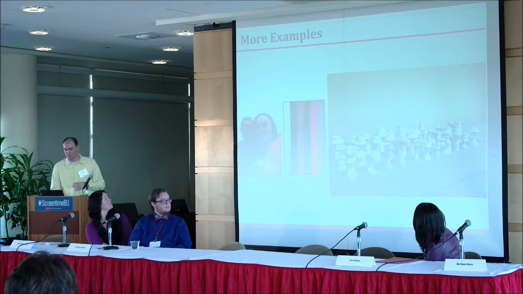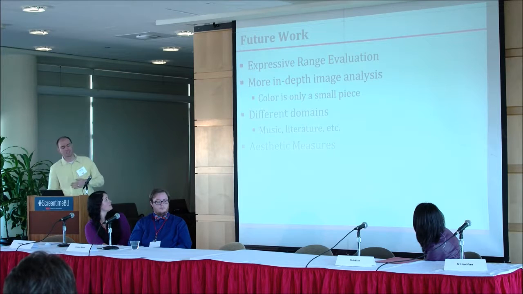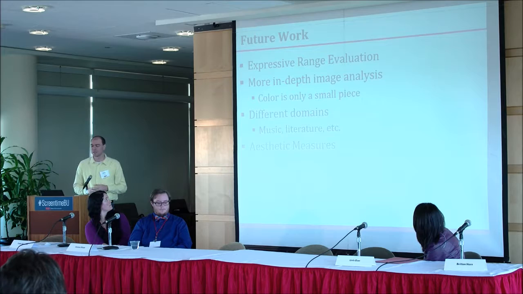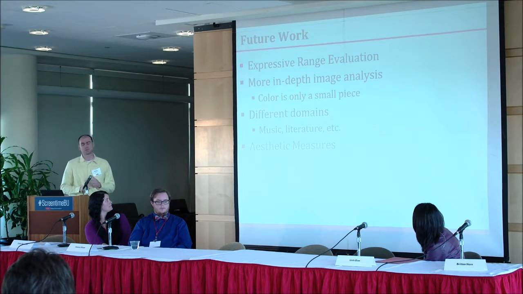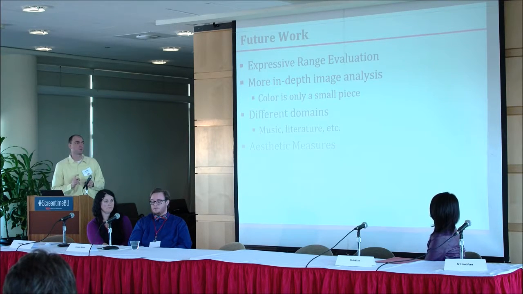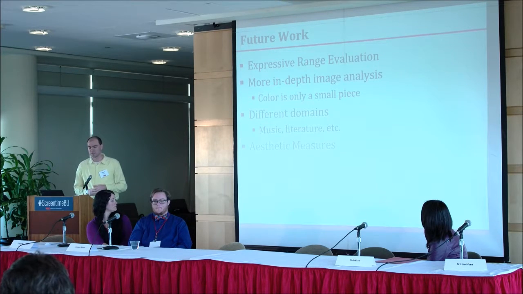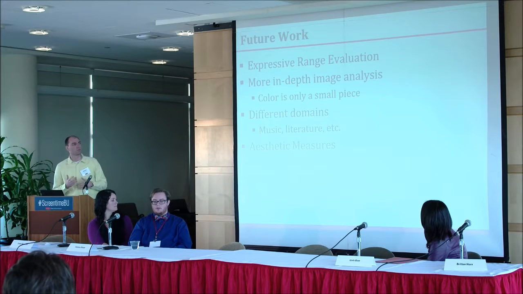I won't go into too much detail on future work and validation studies. But essentially, we really want to make this system a little bit more robust. We want to take into account more things than color. We want to look at composition. We want to look at shape. We also want to look at other domains as well. So we have some in the works for looking at music generation and things like that. So we do want to expand it and see what works, what domains lend themselves to this easily and what don't.